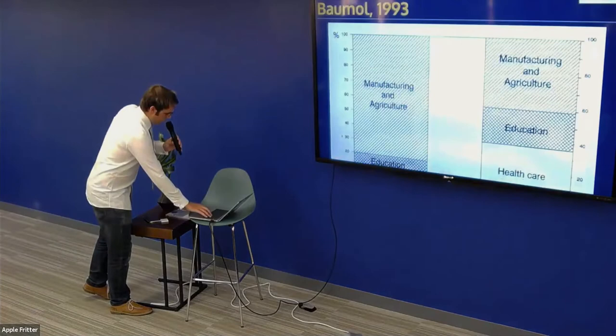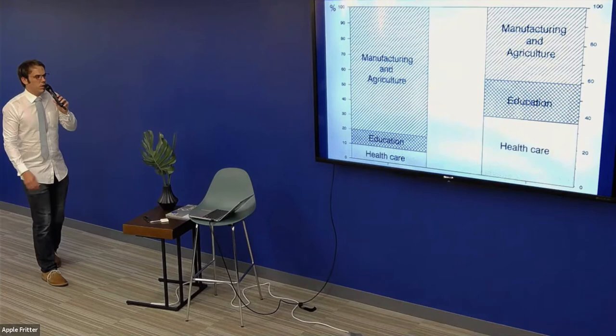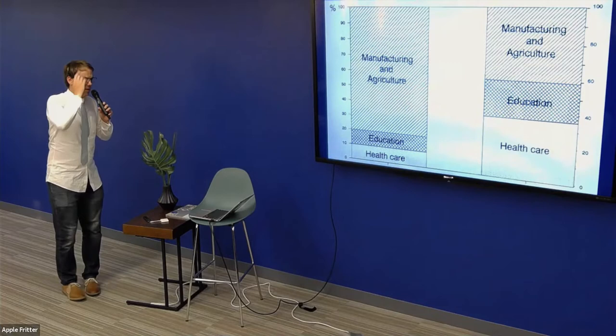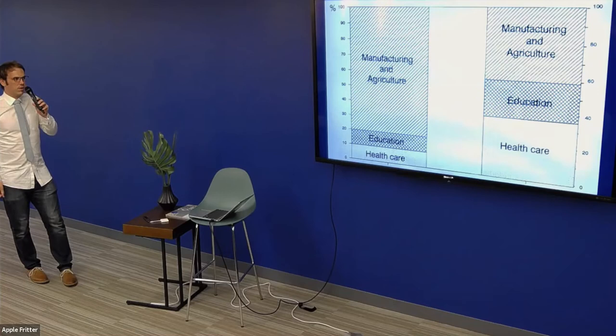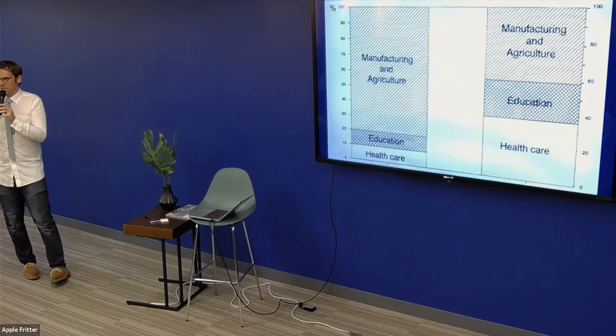So in 1993, he wrote this paper where he made a projection of where these things were going to be. This is the 1990 shares of the economy. Education is about 10%, healthcare is about 10%. He's projecting out to 2040, and he says, well, this is where I think things are going to be in 2040. And this has tracked pretty well to where we are headed in terms of shares of the economy.